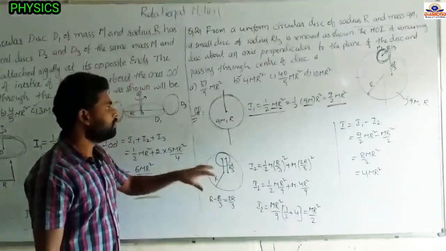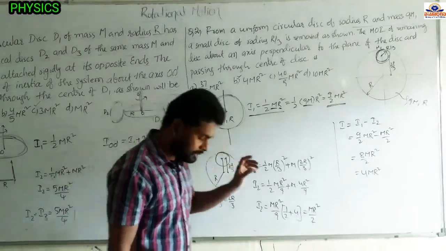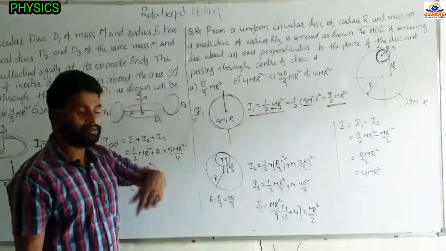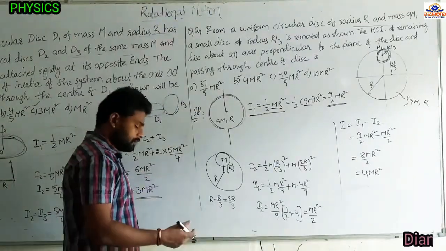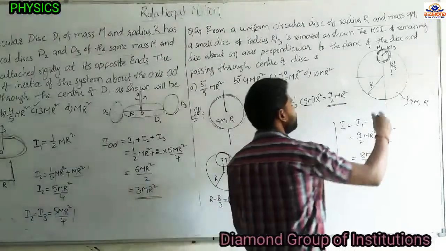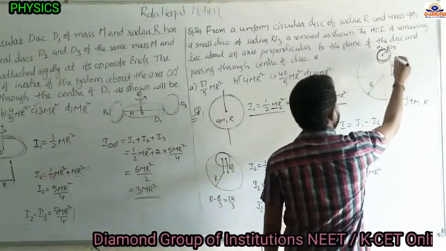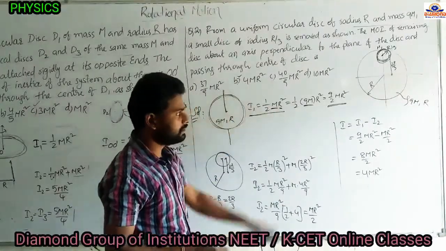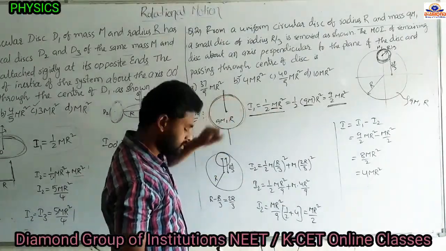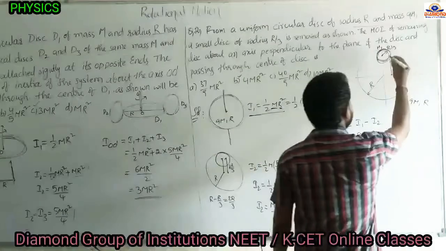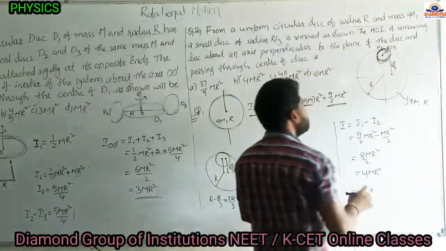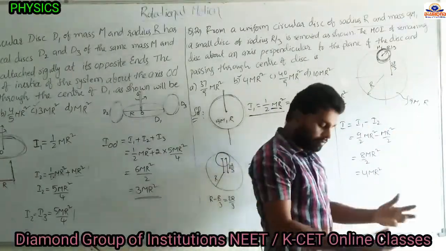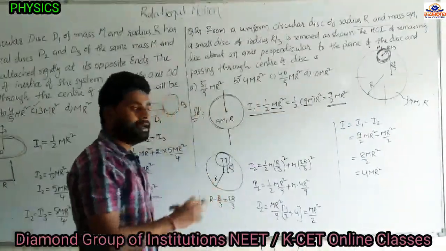Now we are going to remove the small disk, which has a mass m and radius r/3. Then we have to find the moment of inertia of the remaining portion. We found the moment of inertia of the disk before cutting, so the total disk moment of inertia is this one. Now we have to find the moment of inertia of this small disk and subtract it from the total big disk. Then we will get the moment of inertia of the remaining portion.